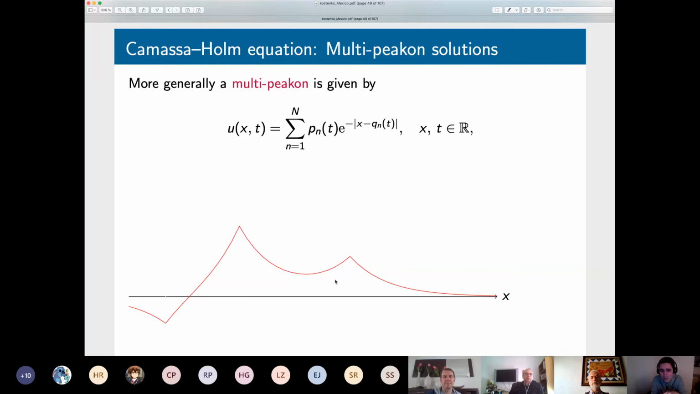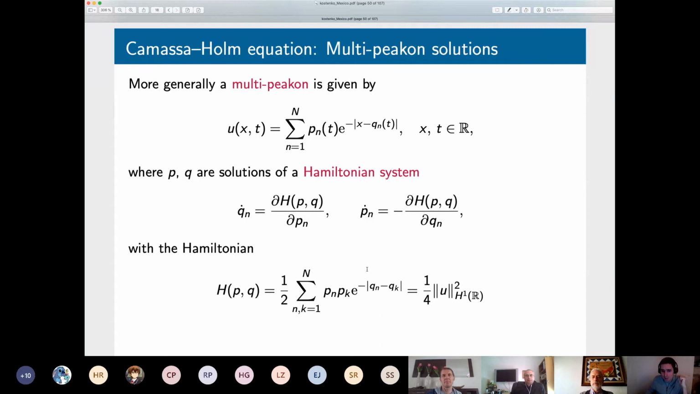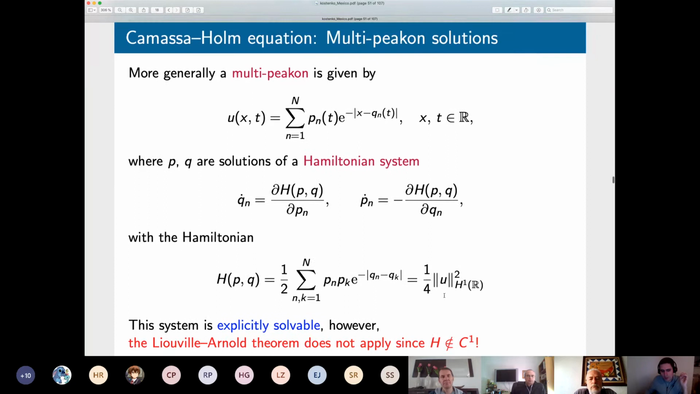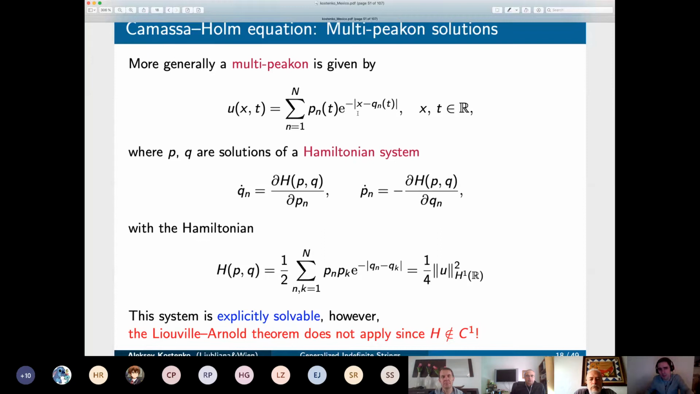So if we take u to be just this sum of peaks, where the coefficients must depend on c, this is the typical plot of a multi-peakon solution. If we insert this ansatz into the Camassa-Holm equation, then it turns into a very nice and simple Hamiltonian system, where the Hamiltonian is exactly the H1 norm of our solution u. This Hamiltonian system is explicitly solvable, but the Hamiltonian is not C1 because of this modulus here. And hence, the Liouville-Arnold theorem does not apply.